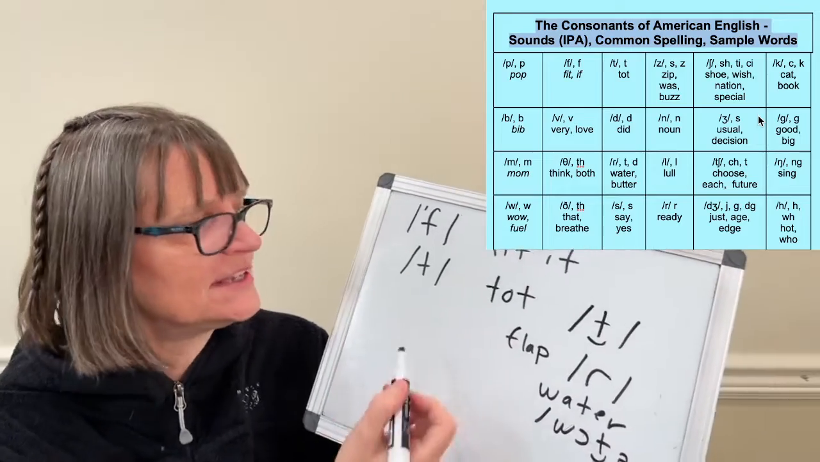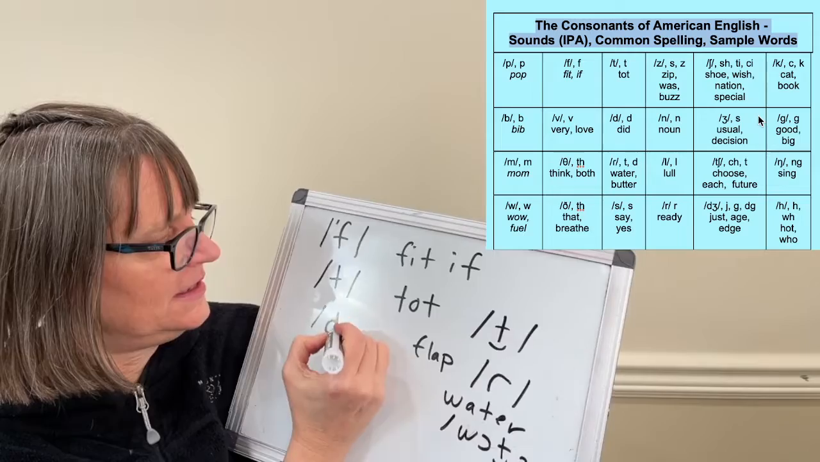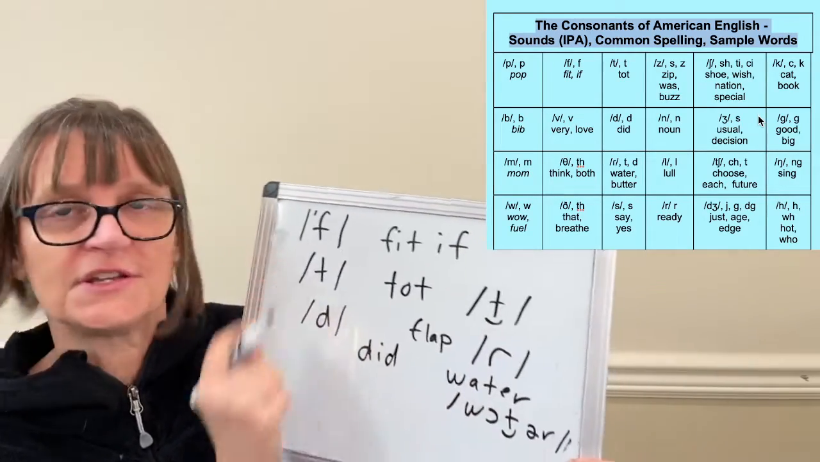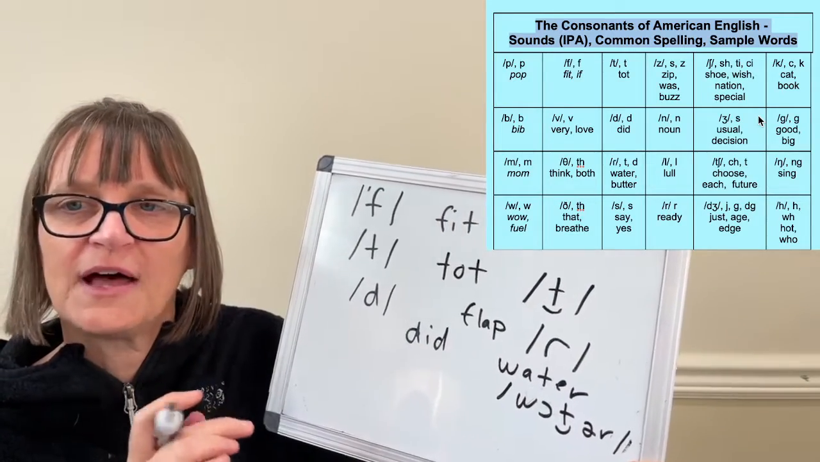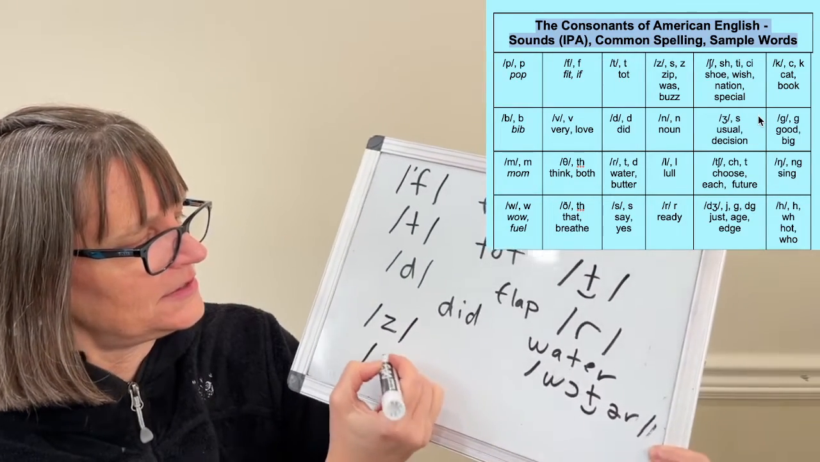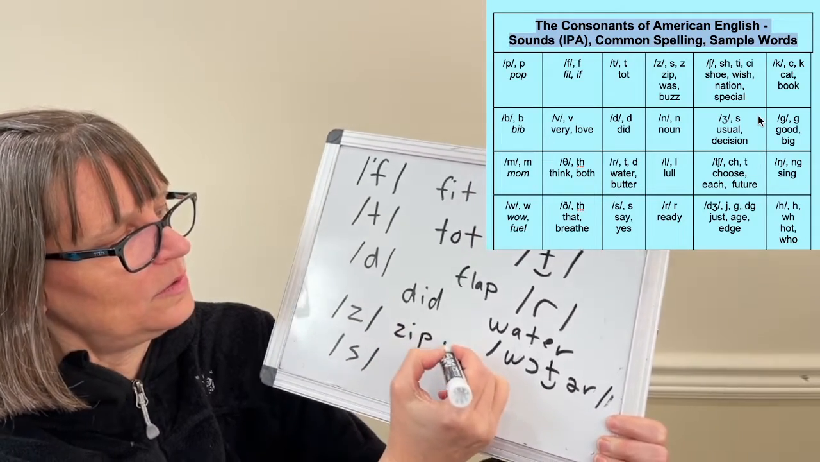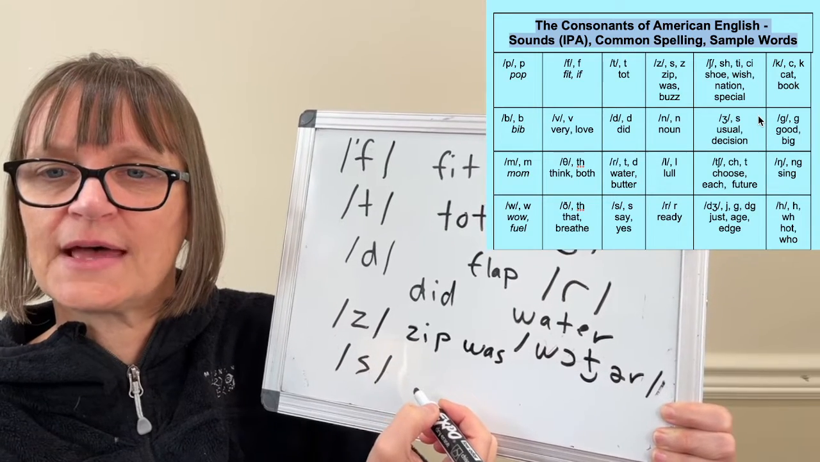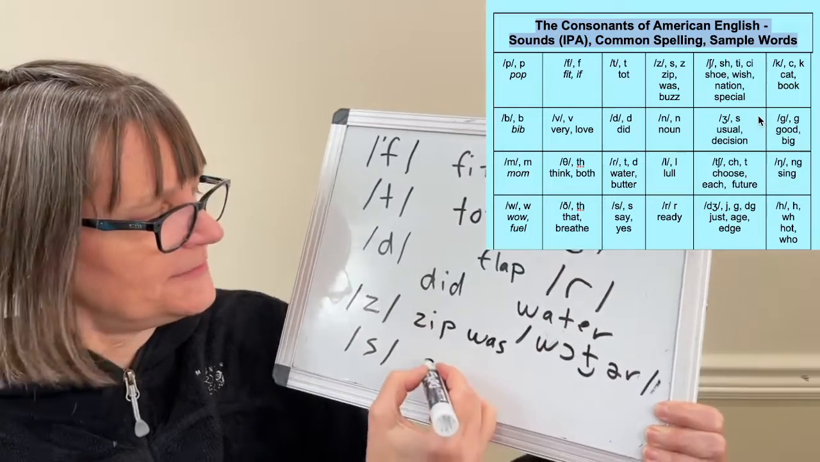So there's our T sound. That's just the basic sound. The voiced version of that is the D sound, like in did. And the T is the voiceless. And then across the top again, we also have our Z sound and our S sound. So our Z sound, like in zip or was, and our S sound, like in sis, for example.